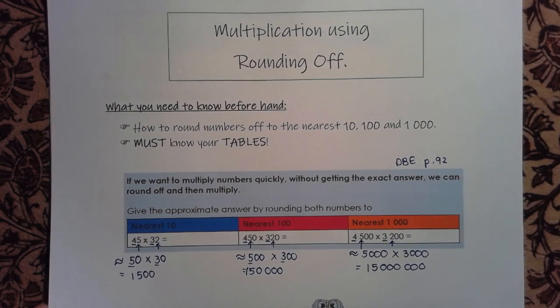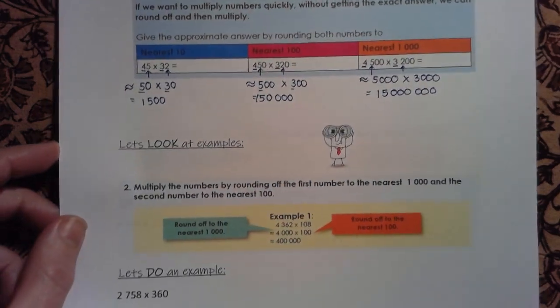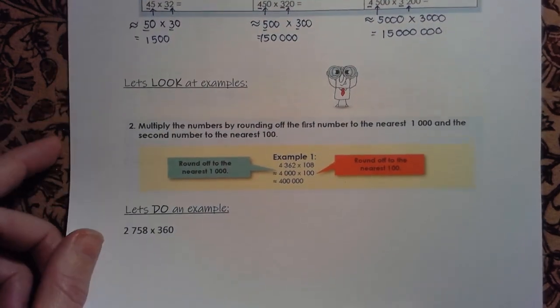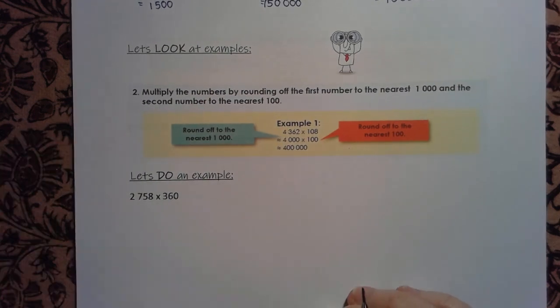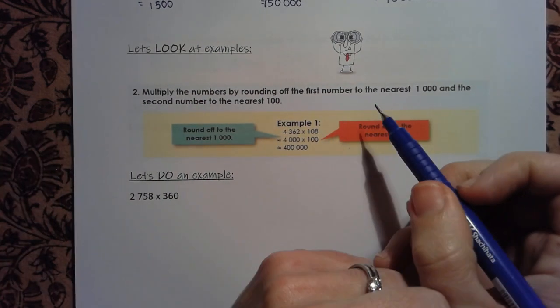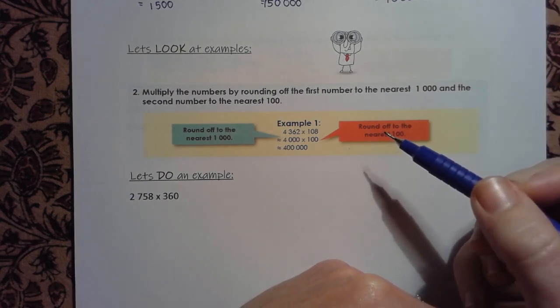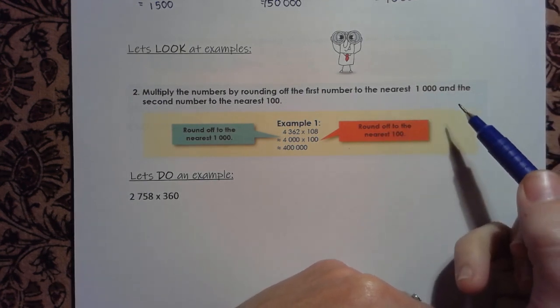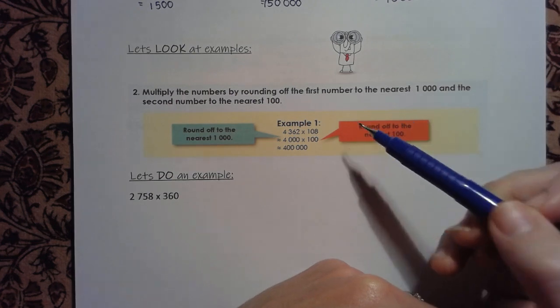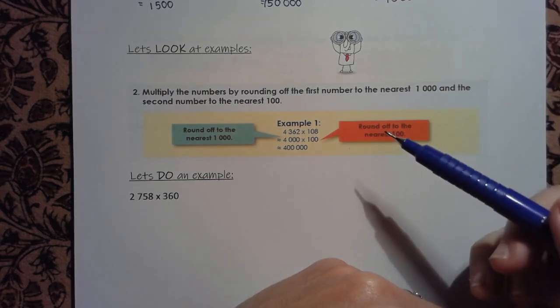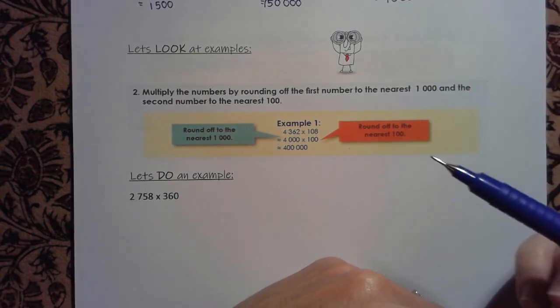Right, so I'm still on page 92, and I'm going to go down the page, and we're going to look at the first question. I have selected these questions from the book to explain, because each one of them is different, and so you're going to use different methods with each one of them.